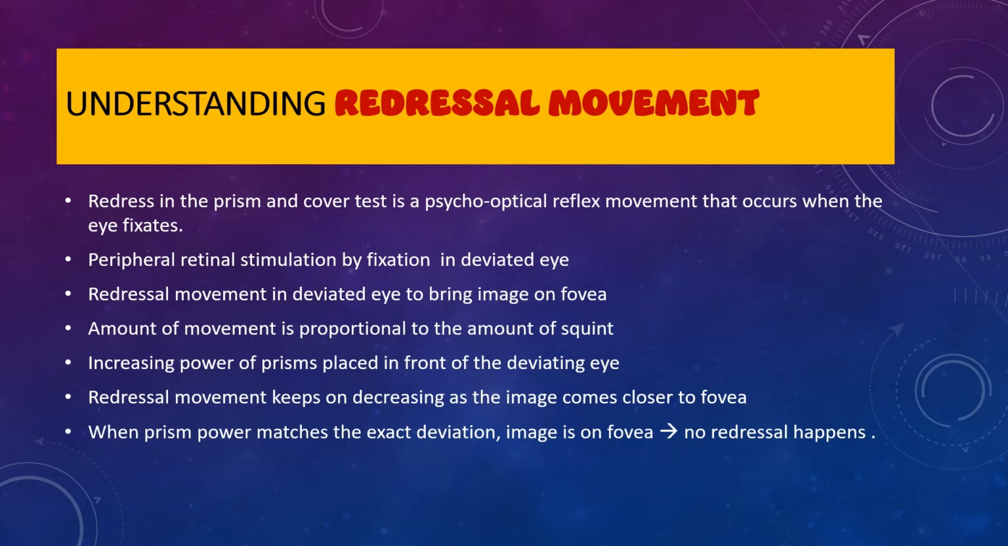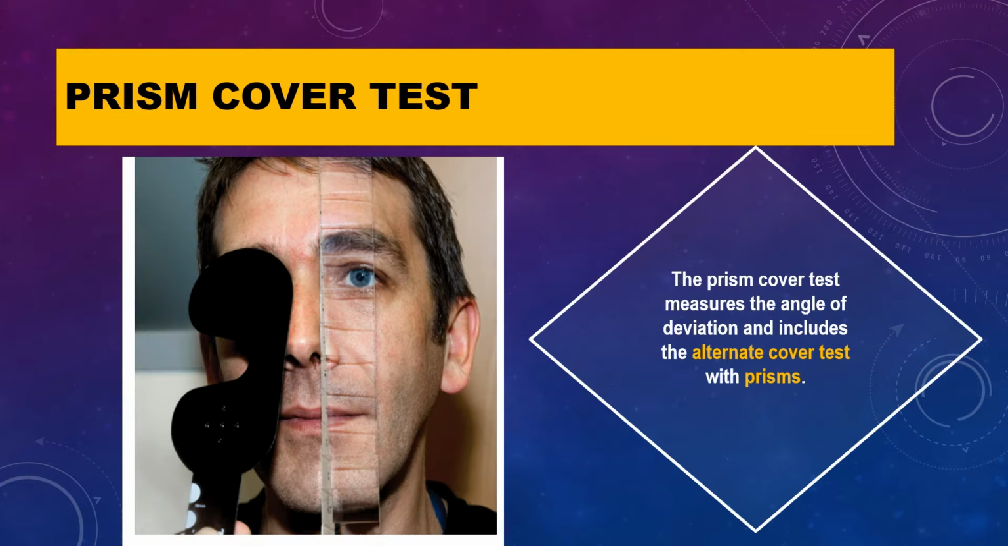Okay, so you will see a point of reversal. At that point, you know that there's no use in increasing more prism power. So now you're going to come back and choose the prism where you did not see any movement. So that is your prism cover test. In prism cover test, basically we are measuring the angle of deviation using the prisms, and simultaneously we are doing an alternate cover test.